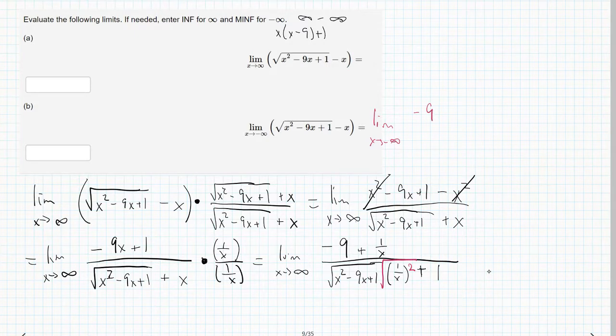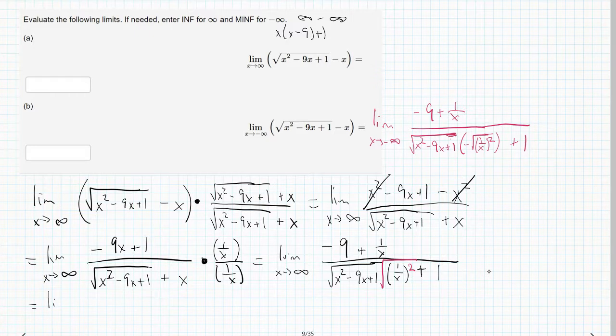So you still have the negative 9 plus 1 over x. You still have the square root of x squared minus 9x plus 1. But when we took that square root and squared it, we turned the negative version to a positive. So the way to fix that is we'll go negative square root of 1 over x, and then that quantity squared. Okay, and then plus 1. So that's going to be the big difference. That's it. Okay, so we can return to our value down below, and we'll see how that works out.